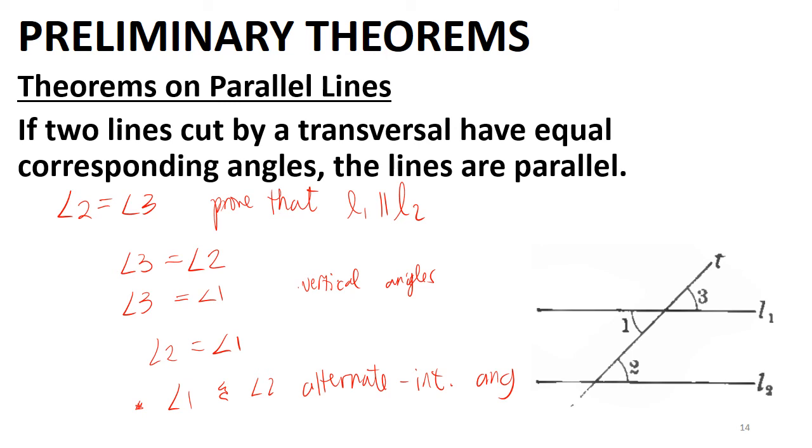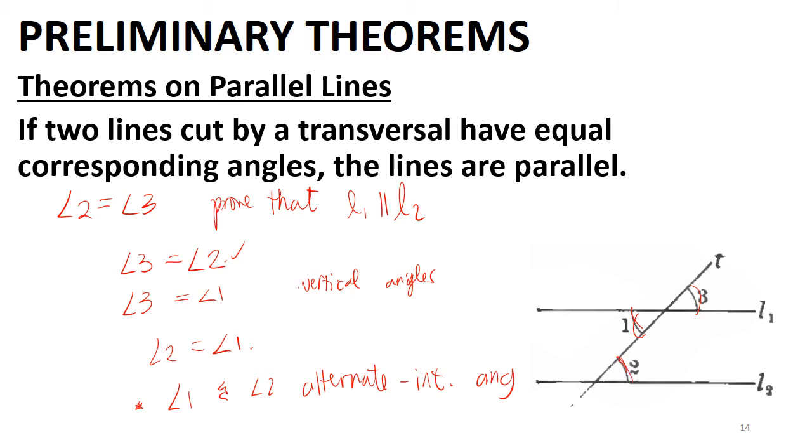Gets? Ulitin ko. Since angle 3 is equal to angle 2, given po ito. And angle 3 is equal to angle 1, vertical angles po sila. Ito, equal sila. Then, we can say that angle 2 is equal to angle 1. But what are angle 1 and angle 2? They are alternate interior angles. And na-prove na natin kanina na kapag equal ang alternate interior angles, parallel yung lines.